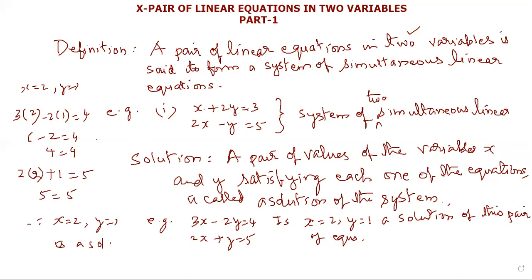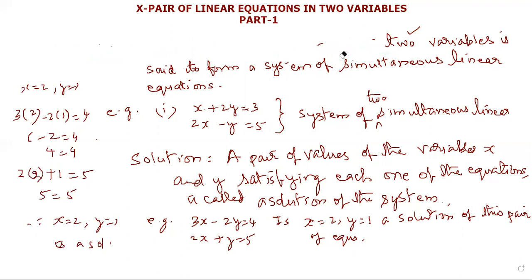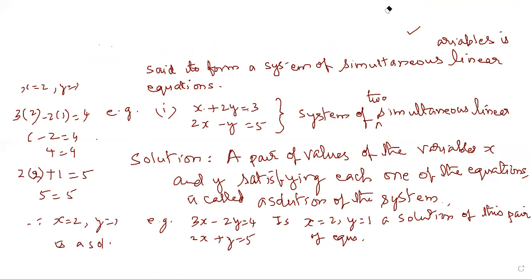Then one more thing: whether this system is consistent or inconsistent. There are two types of systems, consistent system or inconsistent system of linear pair of equations.